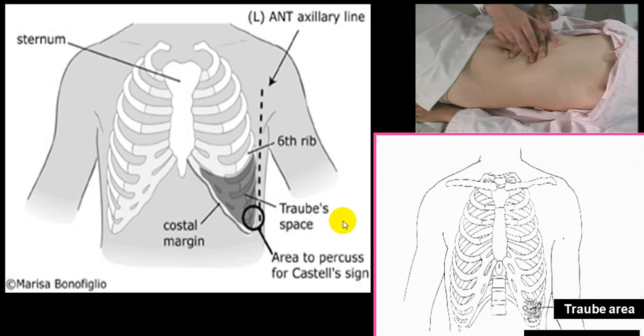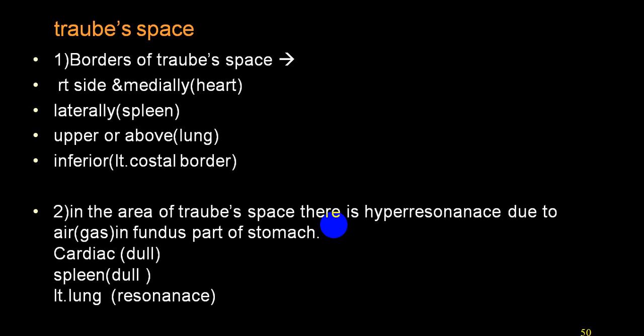Now in consideration of the stomach, if you have any pathology which produces a solid tumor in the fundus part of the stomach like gastric carcinoma, or in a person with a heavy meal, the gas in the fundus part of the stomach reduces and you can have an absence of Traube space. These are all the conditions where the Traube space may be affected. So these are the conditions: cardiac dullness, spleen dullness, lung resonance on the top, and the inferior border is because of the costal margin.